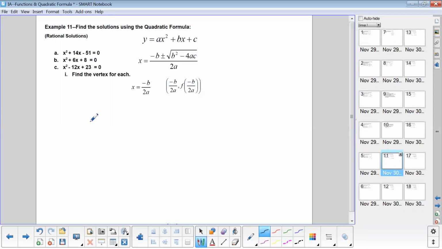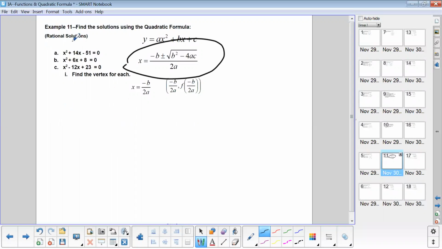In this video, we're going to look at several problems. I've got three here, and we're going to go through all three of those, and then we're going to look at some more where there's no context. It's just taking a quadratic and using the quadratic formula to find the solutions.